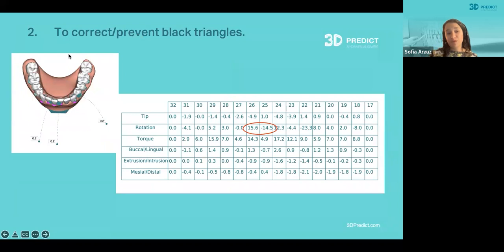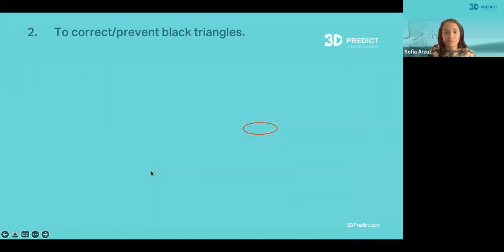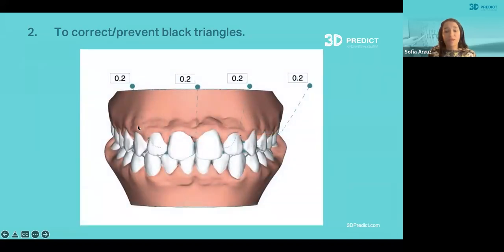Now that goes linked to my second point, which is to correct and prevent the black triangles. In this case, you can see in the movement data chart that you find in the PDF form that I showed you before, the rotation of 26 and 25 was quite a bit, 15 and 14 degrees. This will probably lead to black triangles after the correction because of the shape of the crowns. And in this case, the technician added IPR to change the shape of the incisor slightly to correct the black triangles that were already there for this patient.